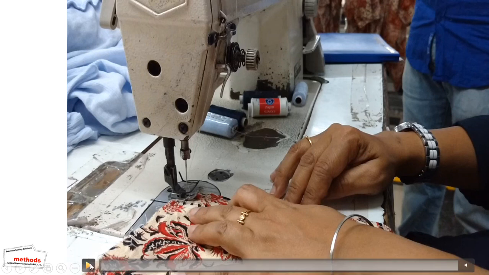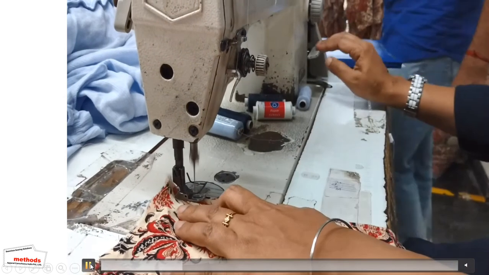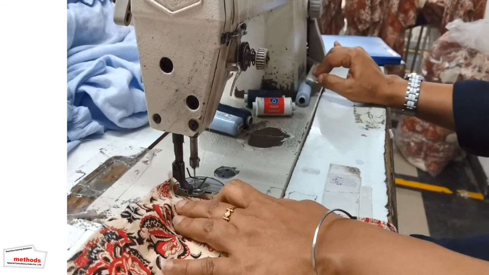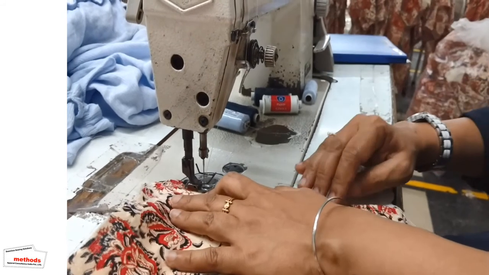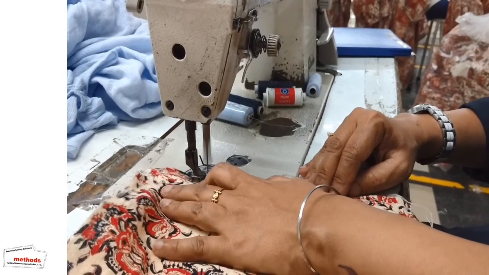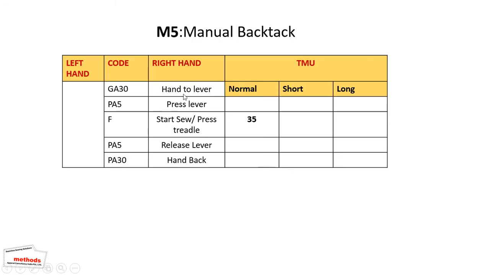While sewing, she gets her hand, presses the lever, with a foot motion starts the machine, and gets her hand back. So she takes her hand to the lever, presses the lever. With a foot motion, she starts the backward sewing process, which gives the backtack. When the backtack is done, she releases the lever and then gets her hand back.